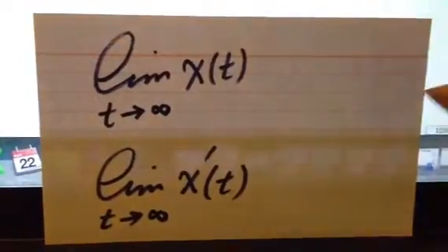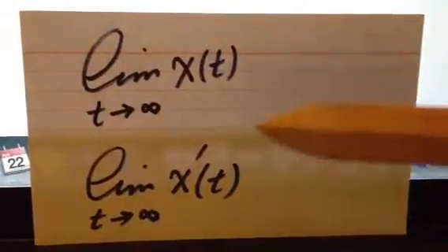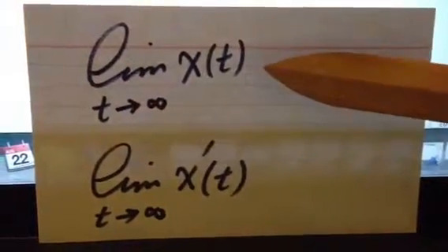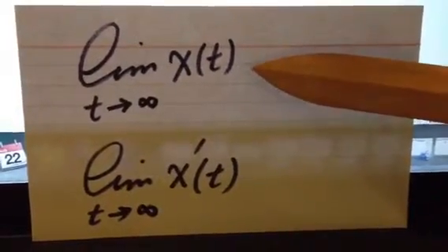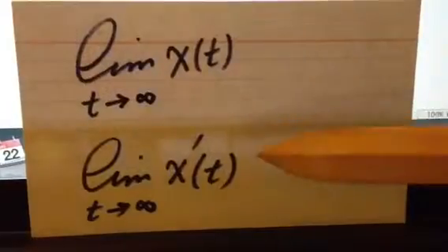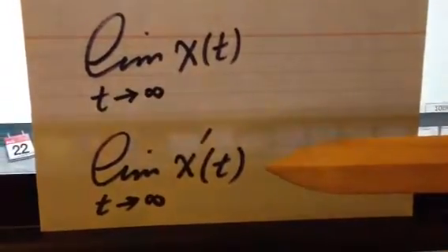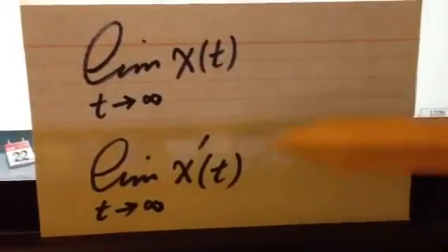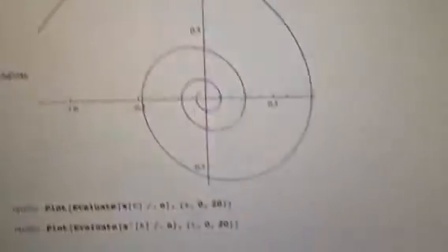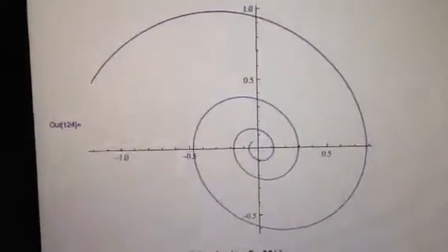These are the questions from the previous video. What is the limit of x of t as t goes to infinity? What is the limit of x prime of t as t goes to infinity? We can find these limits through the phase plane plot.